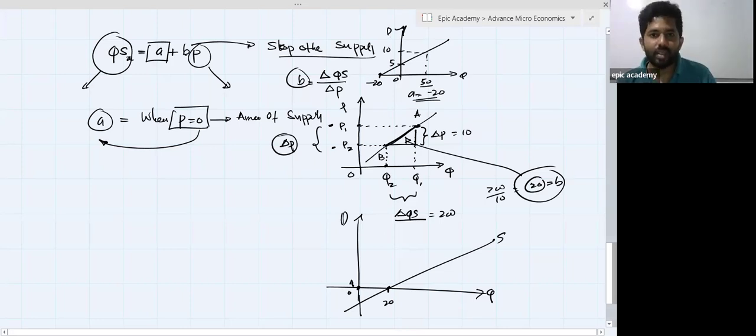So just consider this point. He expects a minimum price of 5 rupees.